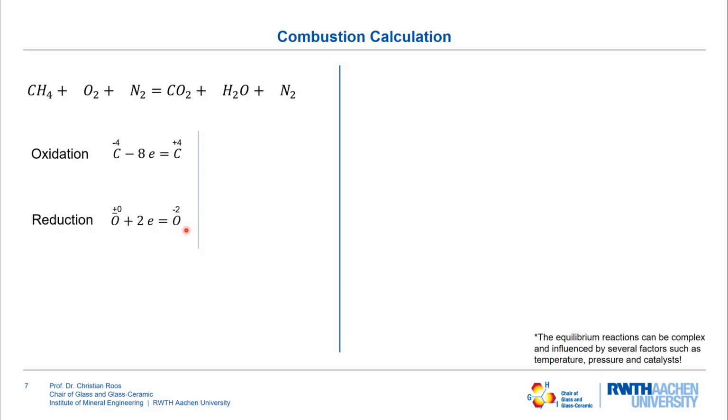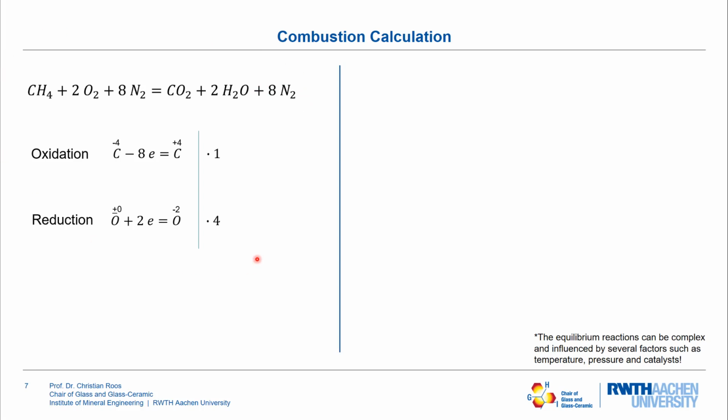yielding oxygen -2. Now, to balance these two equations, you simply have to multiply the lower equation here by 4 and the upper equation by 1, resulting in 2 oxygen, giving 1 CO2, 2 water. Because the nitrogen is not taking part in the reaction and the ratio between oxygen and nitrogen in air is roughly 1 to 4, you need 8 molecules of nitrogen, resulting again in 8 molecules of nitrogen on the product side. Now, this is a quite simple combustion equation.